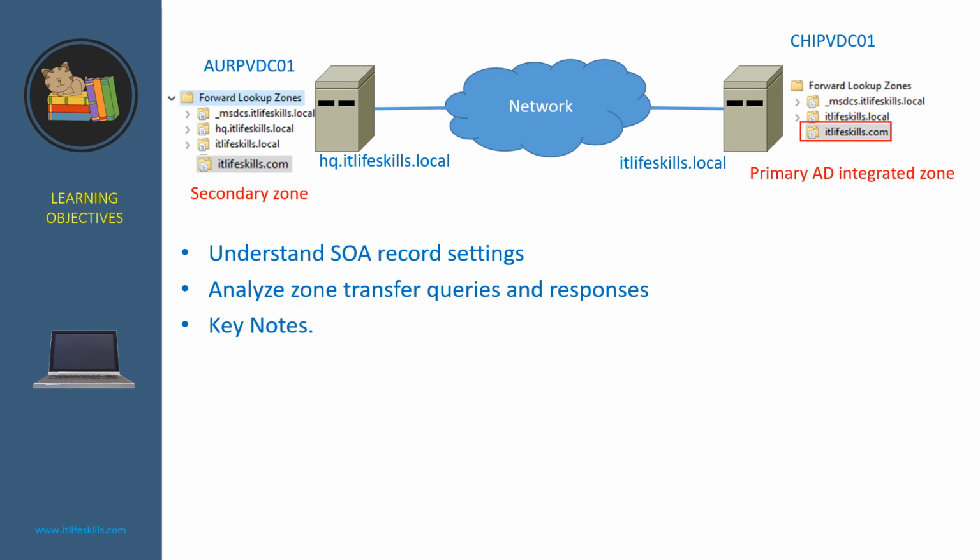So the learning objectives of this lesson are to understand the SOA record settings for the itlifeskills.com zone created by GPVDC01. Then we will analyze zone transfer queries and responses between OPVDC01 and GPVDC01 to update the zone itlifeskills.com. And finally, we sum up the lesson with the keynotes.